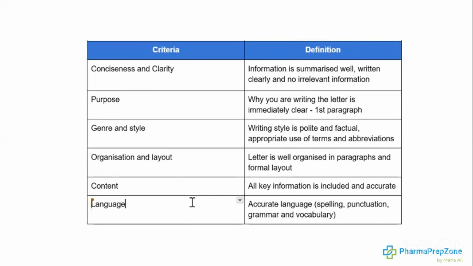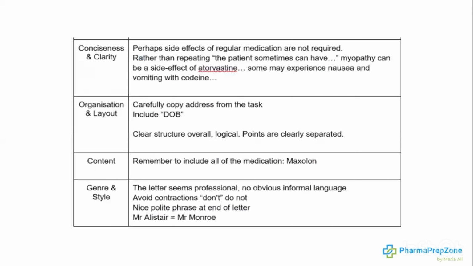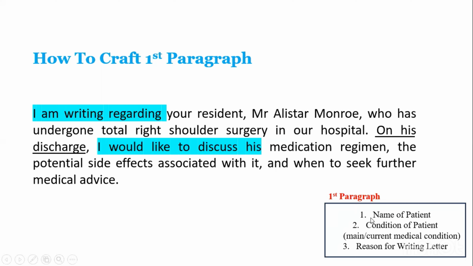But you cannot just simply say the writing task in the first paragraph. You have to build up a proper paragraph, and your first paragraph should contain three things. Let's have a look at from this slide what the three things are. It should contain the name of the patient, the condition of the patient, which could be the main condition or current medical condition of the patient, and the third thing is the reason for writing the letter. So these three things should be in your first paragraph.